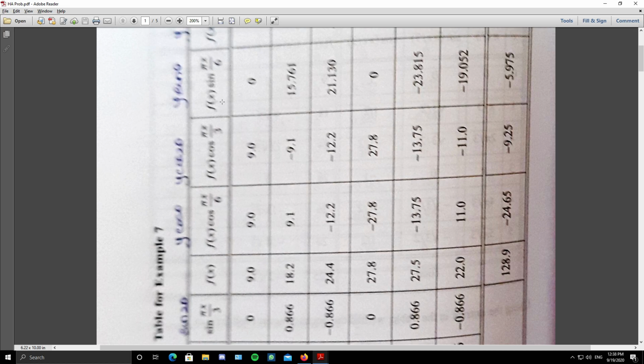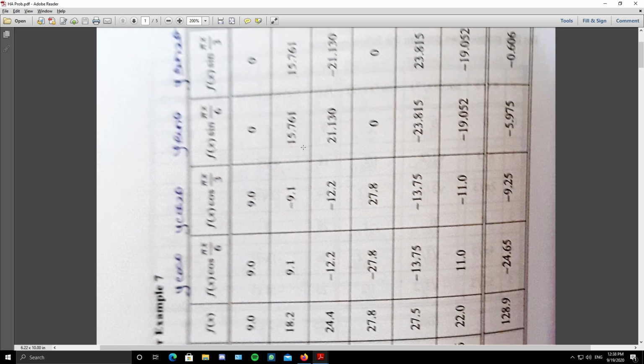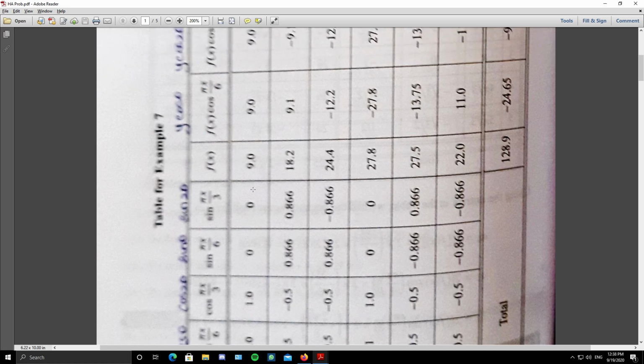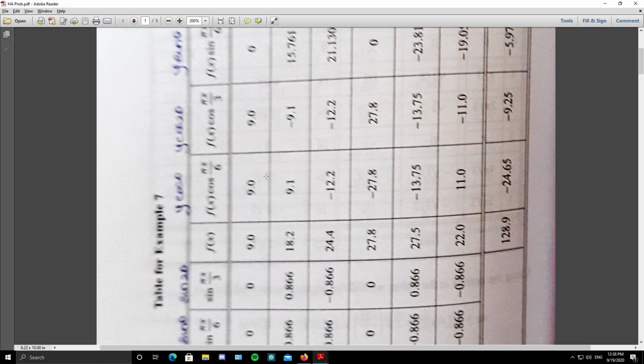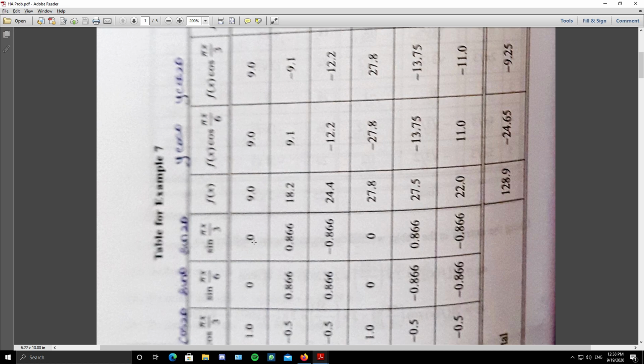Then f of x sin theta. So this is f of x, y, into sin theta. This column multiplied by this column. So 9 into 0, 0. 18.2 into 0.866, you will have 15.761. Similarly, the other values: f of x column multiplied by the sin theta column. Similarly, for the next column, f of x multiplied by sin 2 theta, these two columns. The last column is f of x sin 2 theta. So f of x multiplied by this column.